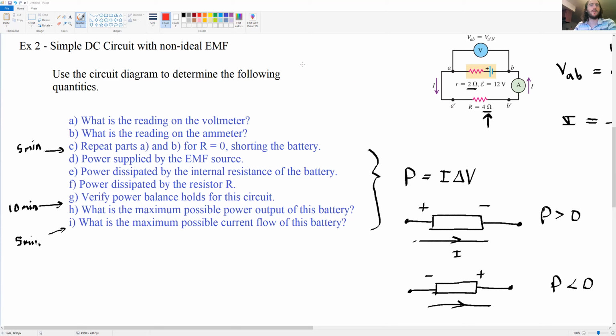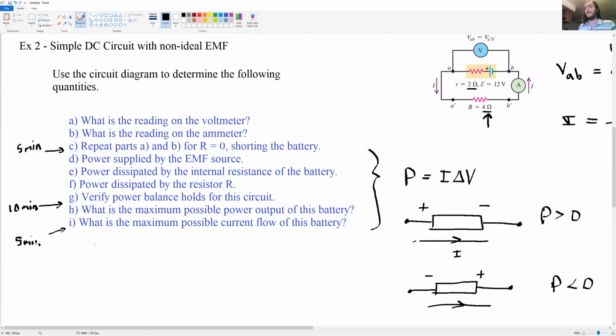And we're back. So, I didn't see anyone put any answers or any questions in the chat, so hopefully that means these two last questions here kind of make sense, but let's find out. So follow along with me and see if you are thinking about this the way that I am thinking about it here. So for question H, what is the maximum possible power output of this battery?